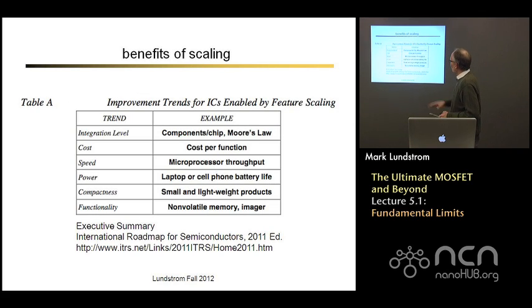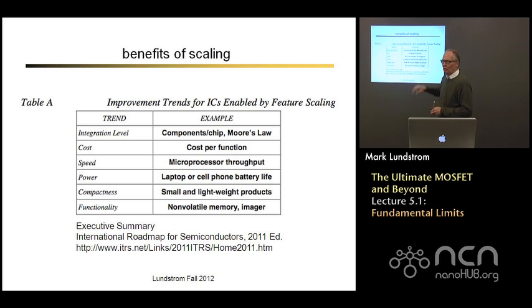Now you might ask, why are we doing this? Why do we keep shrinking these devices? The reason is that there are lots of benefits to doing that. So you shrink the size of each device, you get more and more of them on a single chip. That's what we call Moore's Law. And that does all kinds of wonderful things for us.